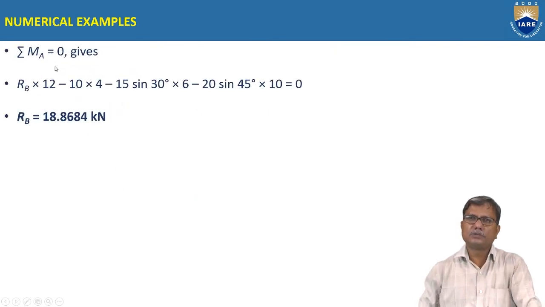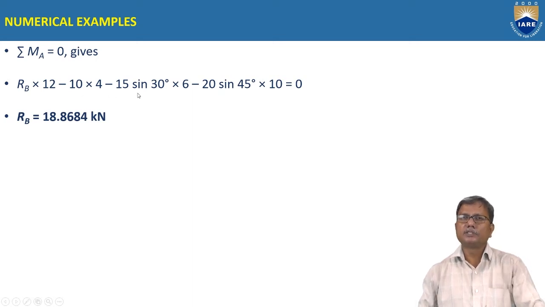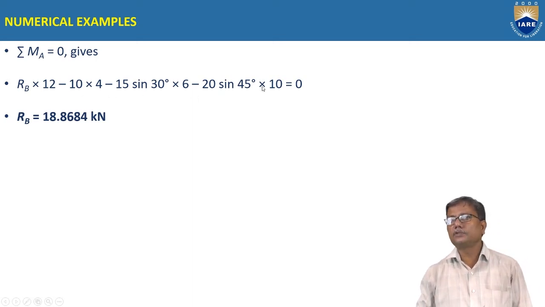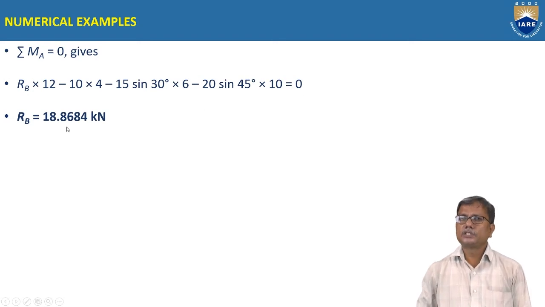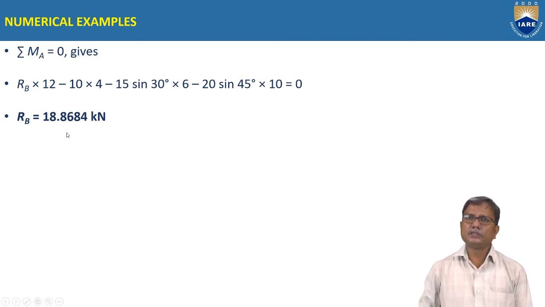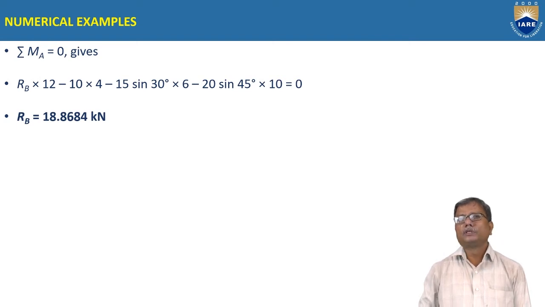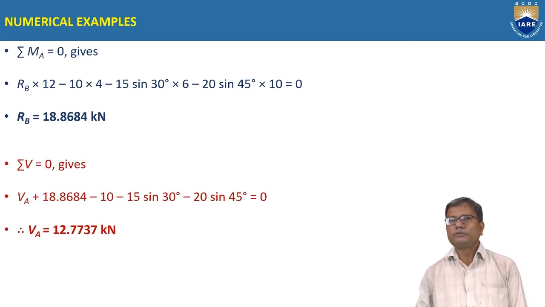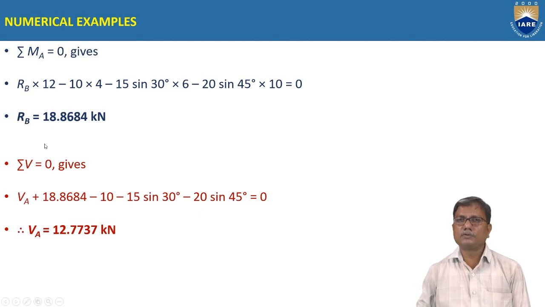Sigma MA equals 0 gives RB into 12. This is anti-clockwise, and these are clockwise moments: 10 into 4, 15 sin 30 into 6, 20 sin 45 into 10. So this gives the reaction at B as 18.8684. So next, we will apply the condition sigma V equal to 0.